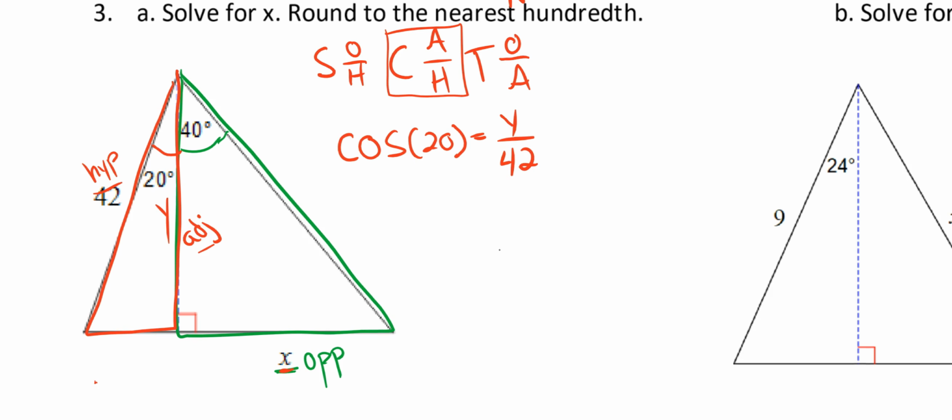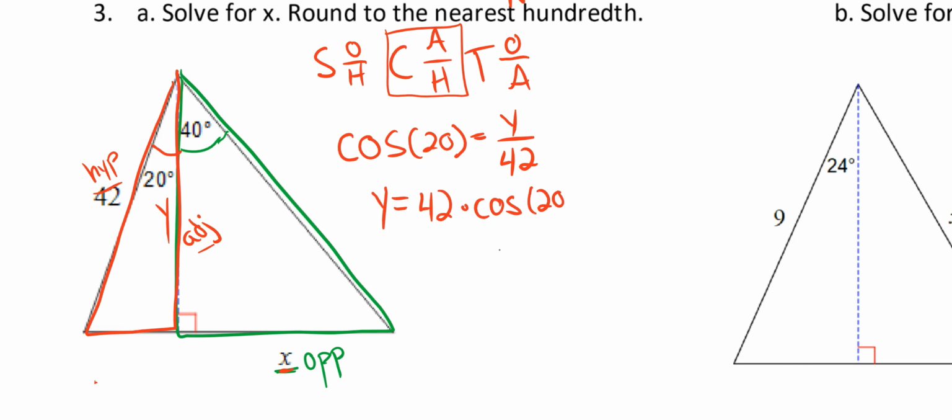From here, solve this equation. Remember, if the variable is on the top, you just multiply the two values. So we're going to get y is equal to 42 times the cosine of 20. From there, this is just a calculator problem, so just put it in your calculator. 42 times the cosine of 20. Hit enter, and there we go, we got an answer.